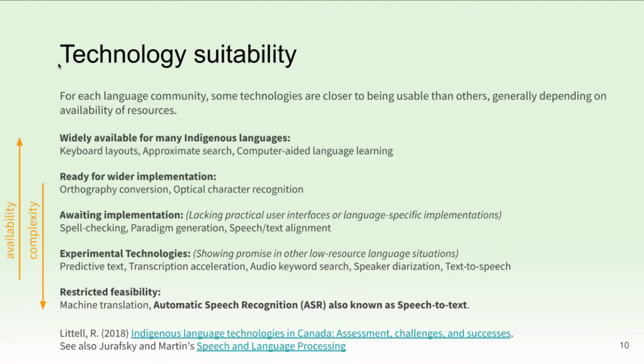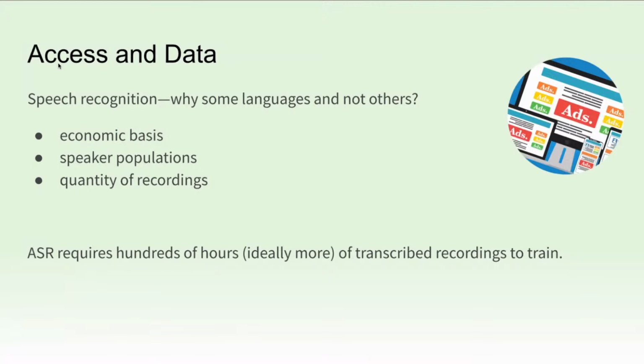So to this point, people have been reliant on providers like Google to build speech recognition systems. So why some languages and not others? Availability of skills in the community to set up speech recognition of their own. And why does Google support some languages and not others? Well, that often comes down to this economic basis. Google's interested in ad revenue, and if you don't have a large speaker population or an easily accessible data source to train a speech recognition system, then it's unlikely that they're going to build speech recognition support for your language. Speech recognition requires hundreds or more typically thousands of hours of transcribed recordings to train the systems. And we'll talk about one of the challenges of that in a moment.